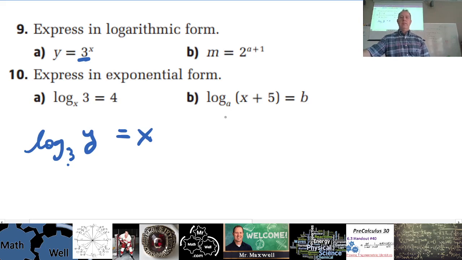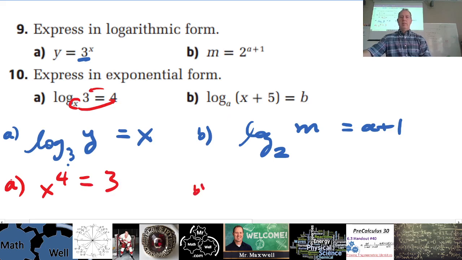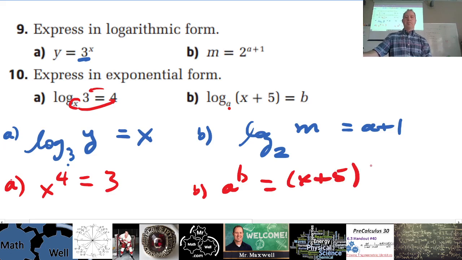Over here, same thing for 9b. The base is going to be 2, so I'm going to have a log of base 2. The power is over here on the other side, a plus 1, and then m is here. And 10a, express in exponential form. I think this is easiest because you always start with the base of the log. x to the power of 4 equals 3. Same thing over here: a to the b equals x plus 5. Any questions on that?